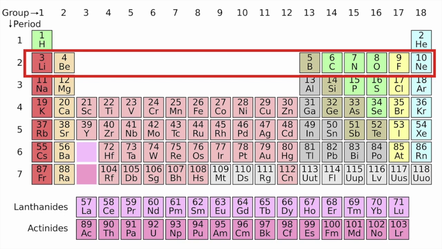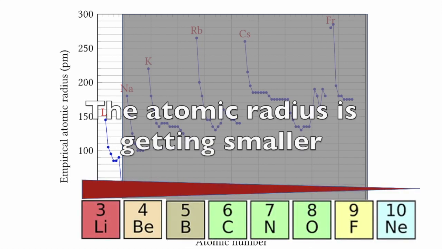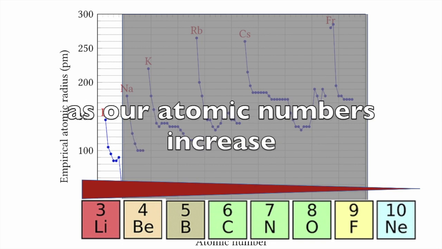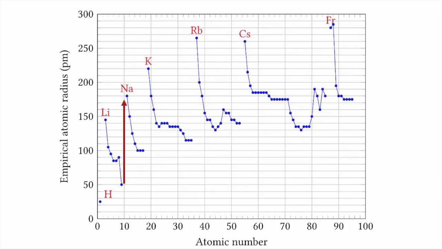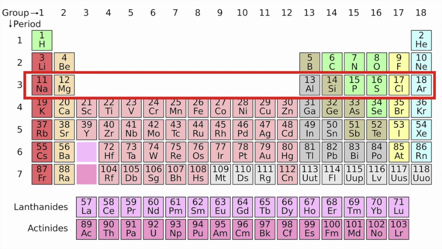That would be lithium. We notice that as the atomic number increases and as we go from left to right across that second period, the atomic radius goes down. The atomic radius is getting smaller as our atomic numbers increase. And then, look here, we notice that there's a bump, and all of a sudden, the atomic radius gets very large again. The main thing that has changed here is that we've gone down to the next row or period of the periodic table. Lithium was in the second row, and sodium is in the third row.